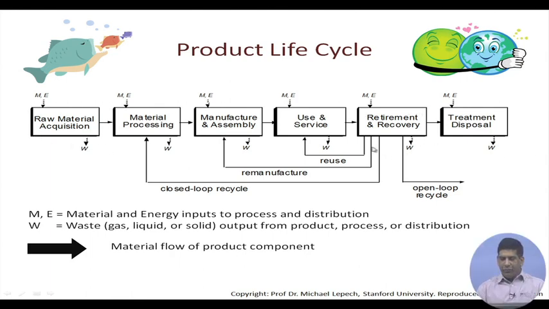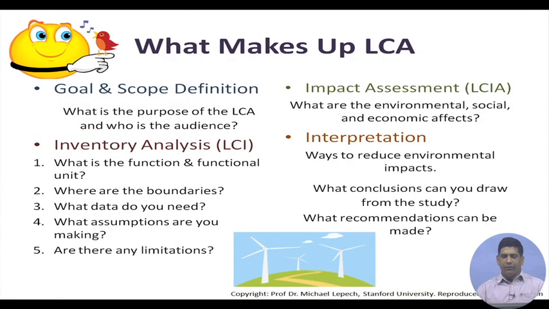And then in between you may have some reuse, remanufacture, closed loop recycle, open loop recycle. And for each of these units, we have material and energy input into the process, and we have waste being produced. This waste doesn't have to be a solid waste, it could be a liquid waste or a gaseous waste. So this is what a product life cycle is, from cradle to grave. Again, I mentioned several times in the last video that you need to really understand this, so I wanted to recap before we make further progress into this module.